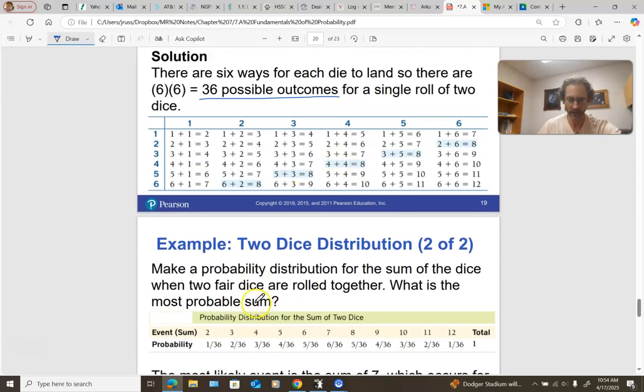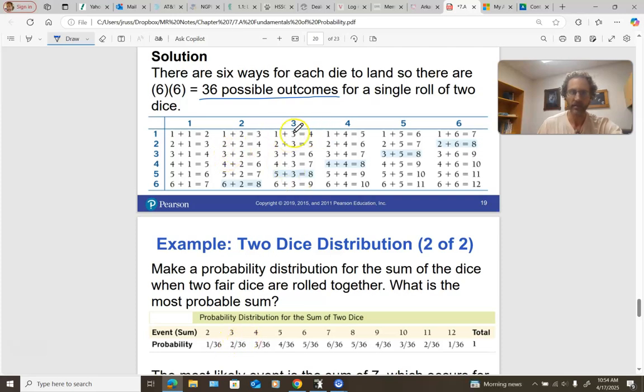To figure out the numerator for the probability of each of these events, you just look up at this table. You can see there's only one way that you could get a 2, so the probability of rolling a 2 is 1 out of 36. But for a 3, you can get a 3 two ways. You could roll a 1 and then a 2, or a 2 and then a 1. The order doesn't matter. The sum is still going to be 3. So there are two ways that can happen, so 2 out of 36.